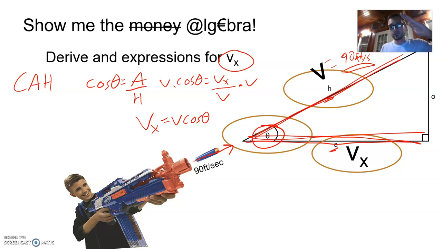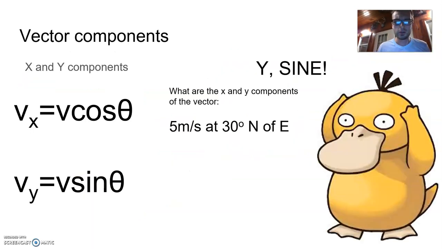And usually we define angles as counterclockwise from east. If this direction is east or the positive x direction, we usually define the angle from there. So Vx would be equal to V cosine theta. Well, that means that Vy would be equal to V sine theta.